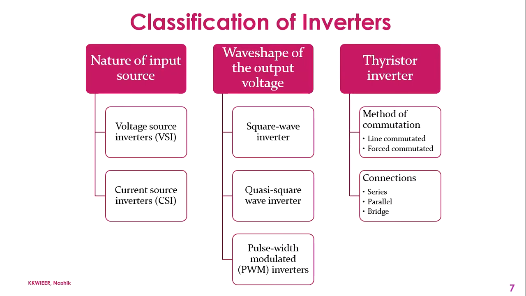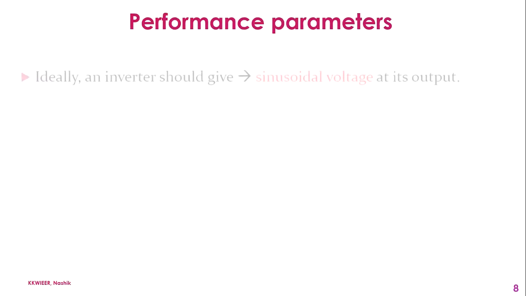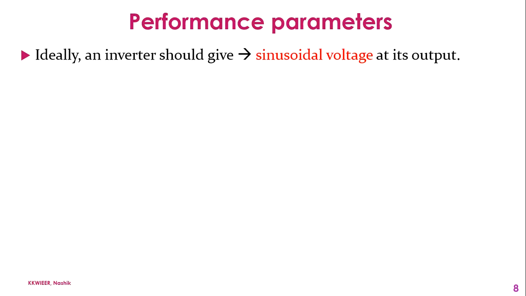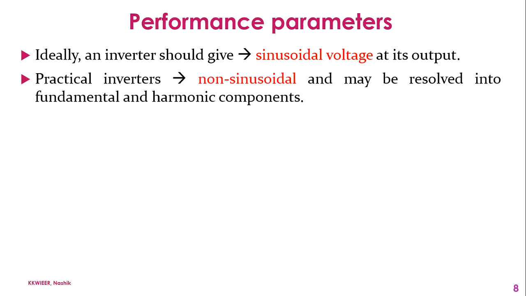If the inverters are connected in series, parallel, or bridge network, they are classified by the method in which they are connected. So this is all about the classification of inverters. Now we will see performance parameters. Ideally, an inverter should give sinusoidal voltage at its output, but practically it is non-sinusoidal and it may be resolved into fundamental or harmonic components.